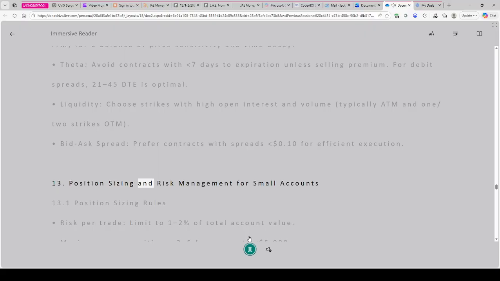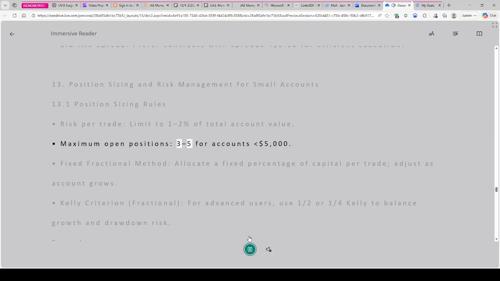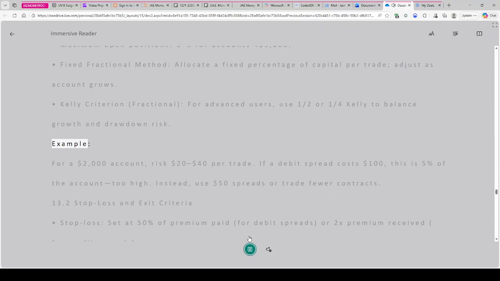13. Position sizing and risk management for small accounts. 13.1 Position sizing rules. Risk per trade: limit to 1 to 2% of total account value. Maximum open positions: 3 to 5 for accounts less than $5,000. Fixed fractional method: allocate a fixed percentage of capital per trade, adjust as the account grows. Kelly criterion, fractional, for advanced users: use 1/2 or 1/4 Kelly to balance growth and drawdown risk. Example: for a $2,000 account, risk $20 to $40 per trade.